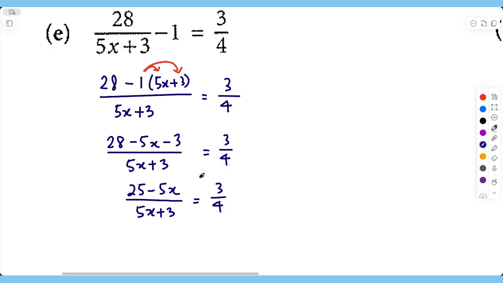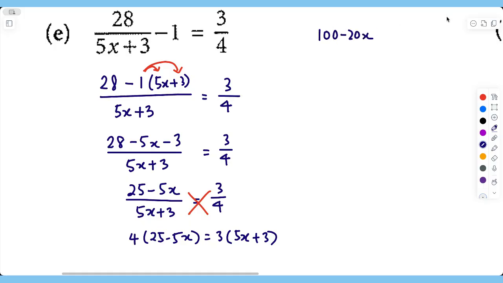Now we have a single fraction on the left side and a single fraction on the right side. We can cross multiply. That gives us 4 bracket 25 minus 5x is equals to 3 bracket 5x plus 3. Let's expand out both sides. That will be 100 minus 20x is equals to 15x plus 9. Okay, what I just did was to expand out.